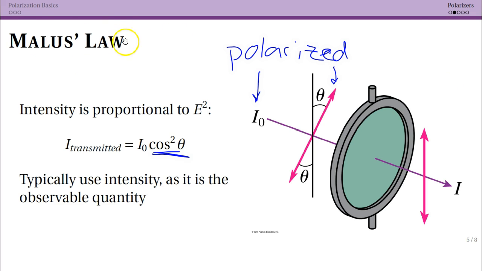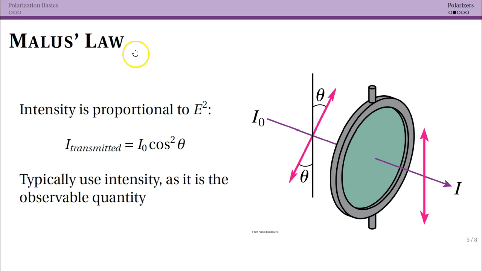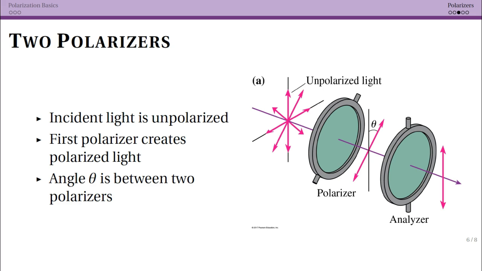So this is Malus's law, and that's just this equation. So it's a law in that he figured out it was true all the time. It's not necessarily something as fundamental as many of the electromagnetic rules that we've met. So this isn't fundamental physics, but it's something that always happens.